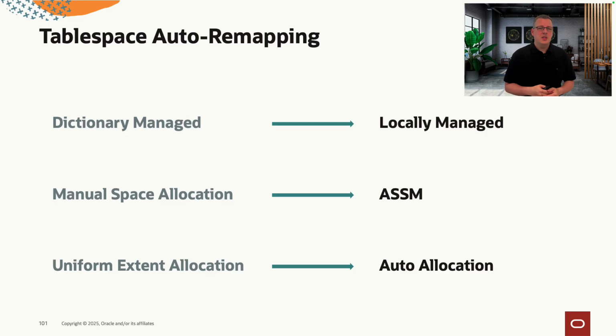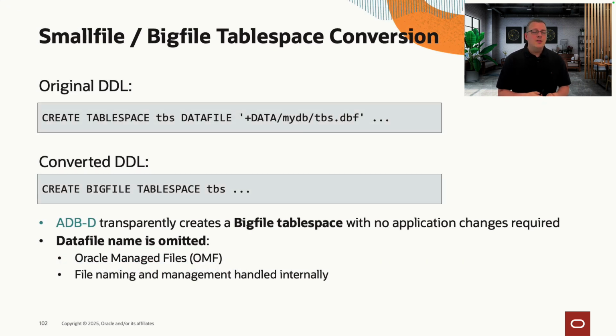You cannot create tablespaces in Autonomous Database Serverless, but on Autonomous Database Dedicated, you can. But be aware of a few things. For example, if you create a tablespace using dictionary managed, it will be converted to locally managed. If you create using manual space allocation, it will be converted to ASSM. And if you use uniform extent allocation, it will be converted to auto allocation. Another thing, if you try to create a smallfile tablespace, it will be converted to a bigfile tablespace. But don't worry, no change to your application. Oracle Autonomous Database will handle everything internally.